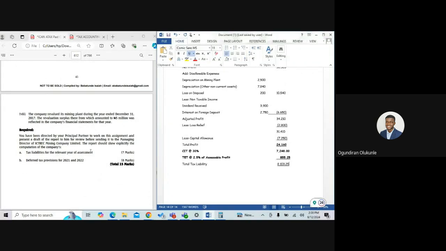The B part is to determine the deferred tax provision. So we go the same route. Determination of deferred tax provision. By now you should be used to this step.